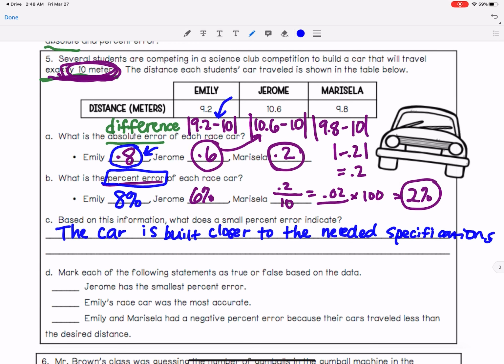Sorry about my handwriting. And can travel very close to 10 meters. So percent error is not really a good thing to have. A smaller percent error is much better.